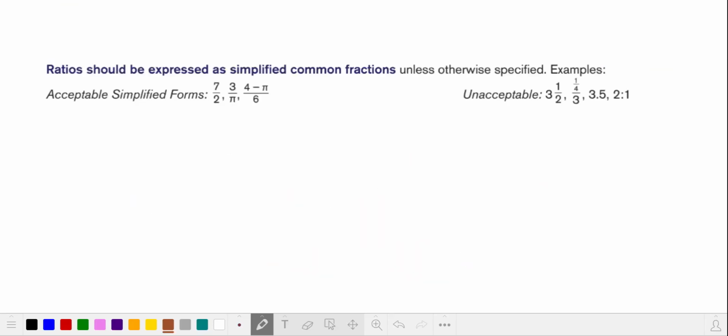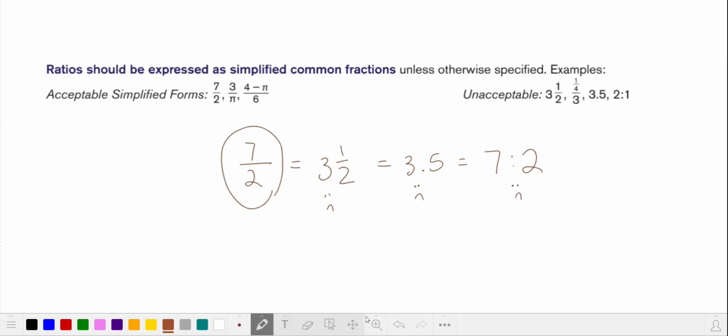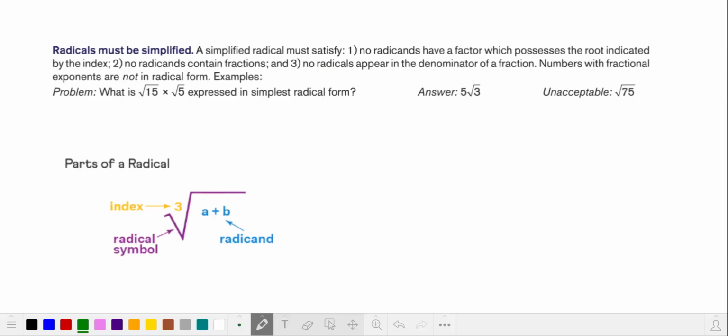If the problem statement asks for a ratio, that should be written as a common fraction. So this is how you want to write your ratio. You don't want to write it as a mixed number. You don't want to write it as a decimal. You also don't want to separate the parts of the ratio with a colon. Use a common fraction. Let's talk about square roots and other roots.